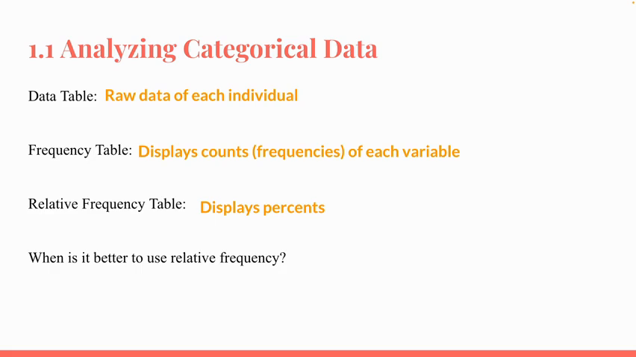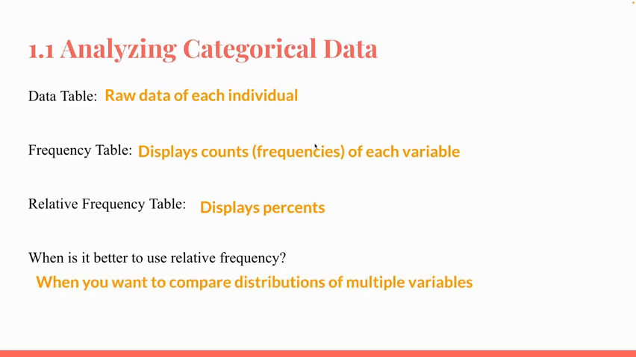When is it better to use relative frequency? When you want to compare distributions of multiple variables. Just like I was saying, whenever you compare percents, you can see how they relate to each other. You can compare them a whole lot easier. So if I say females is 100, males is 150, those are different totals. But to see them as percents makes it much easier to compare.